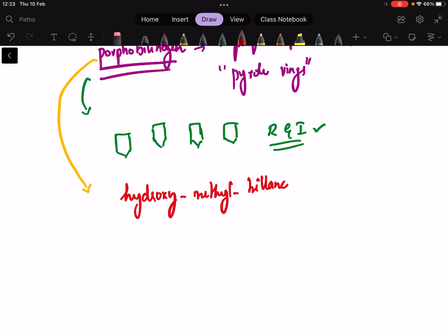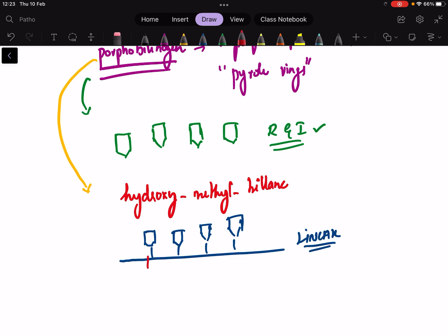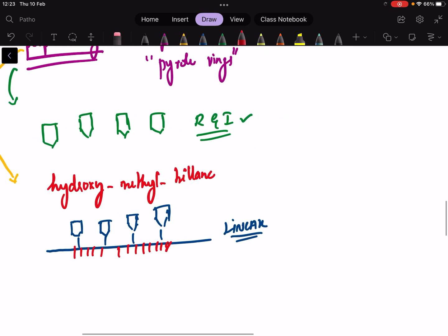Now, why are we converting this porphobilinogen into hydroxymethylbilane? Because hydroxymethylbilane is a stable molecule. As you can see here, the pyrrole rings are arranged in a linear fashion. It means the pyrrole rings are getting stitched together, and they are in a linear fashion. Hence there are 4 pyrrole rings here. And this step is called your linearization.